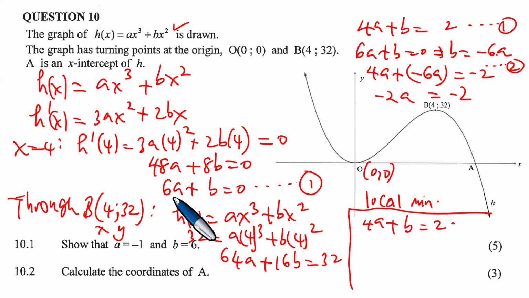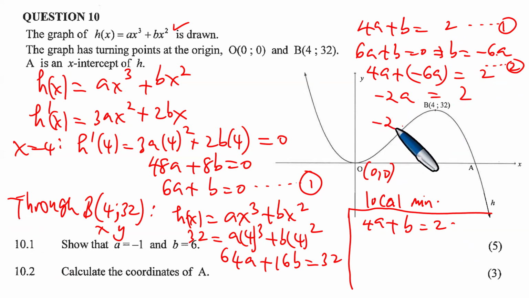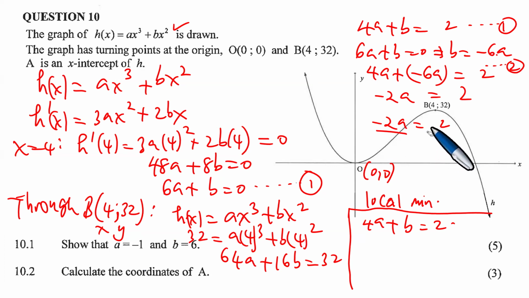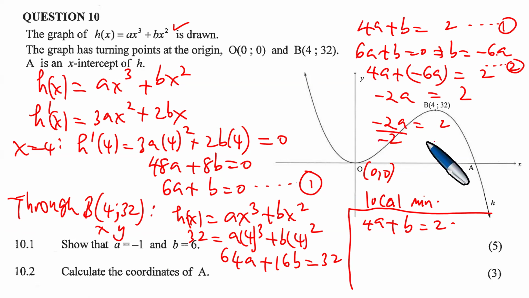And this other one, you have 6a plus b equals 0. So we therefore have minus 2a equals that, which is plus 2 here. You divide both left and right by negative 2, and we have a equals minus 1. And this is the answer.